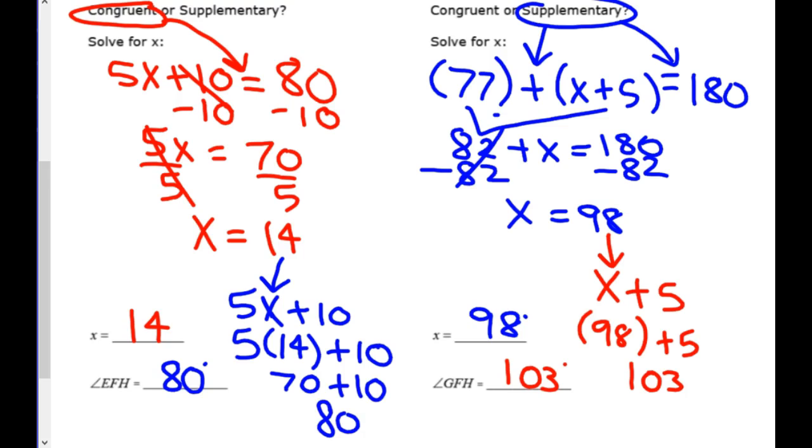Questions so far in the first half? We've done 1 congruent and 1 supplementary. We'll do 2 more together, and then I'm going to let you practice, and you'll have 4 on your assignment to do. So here we go. Backside.